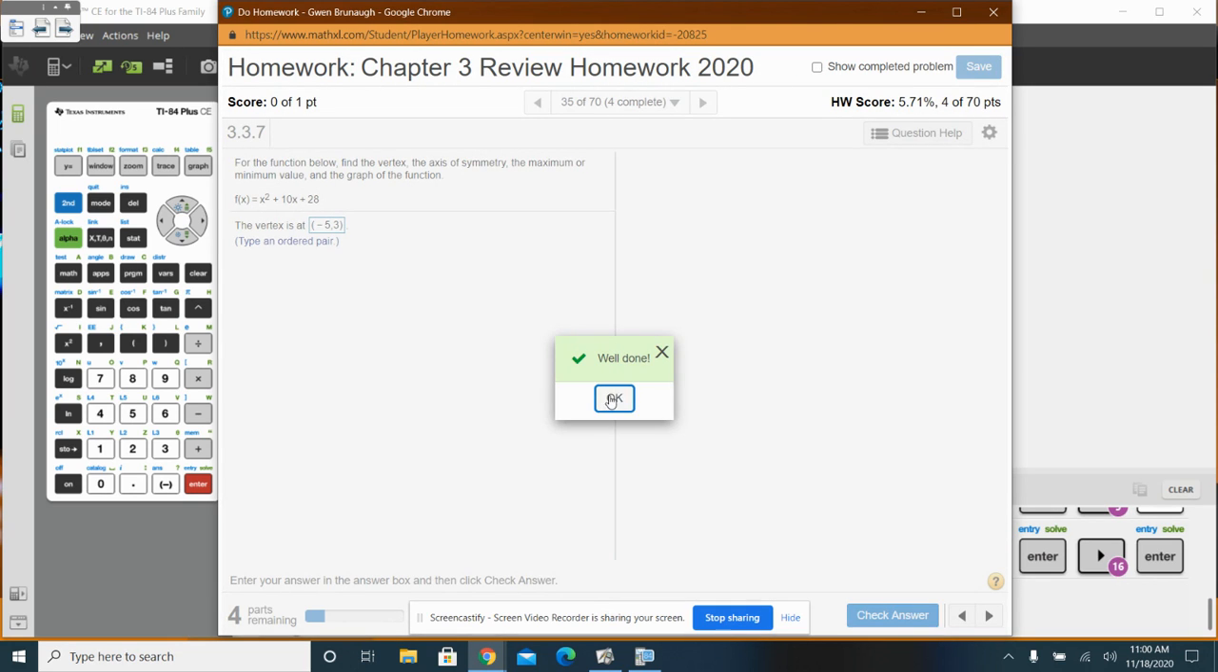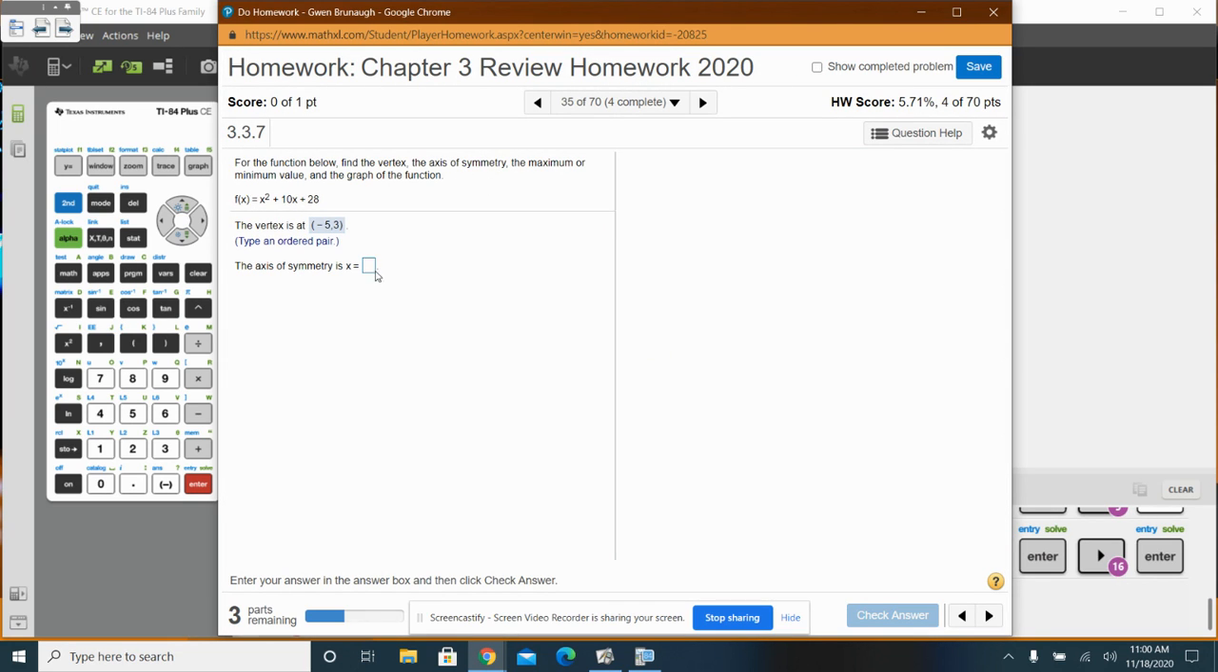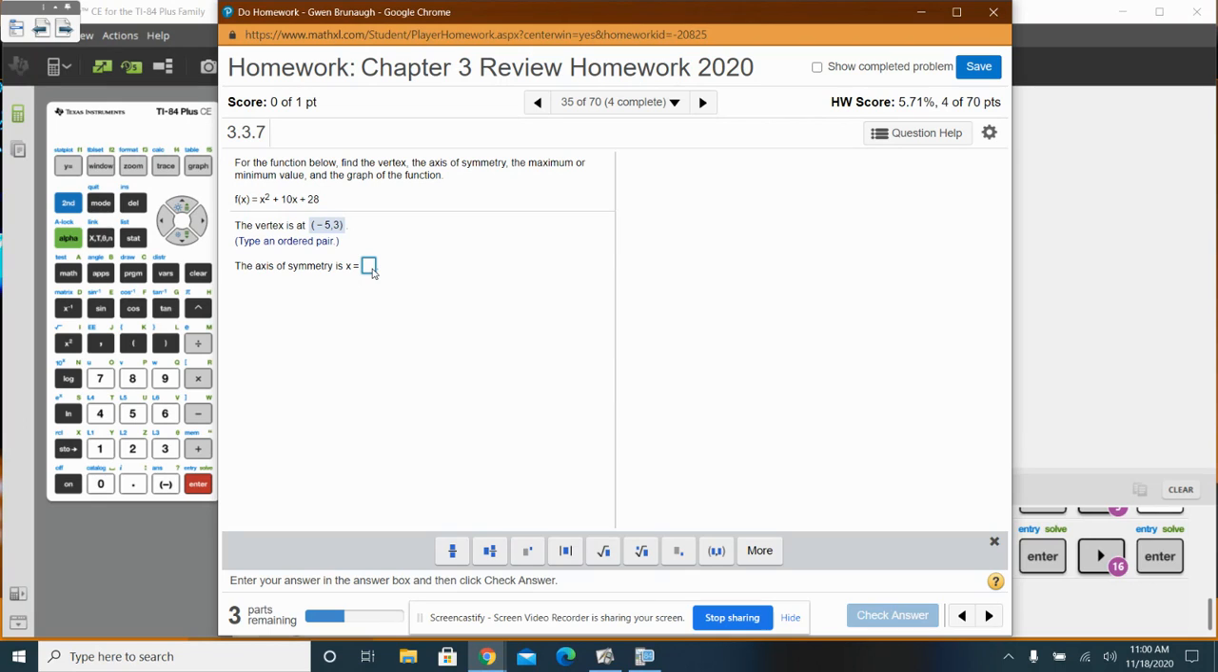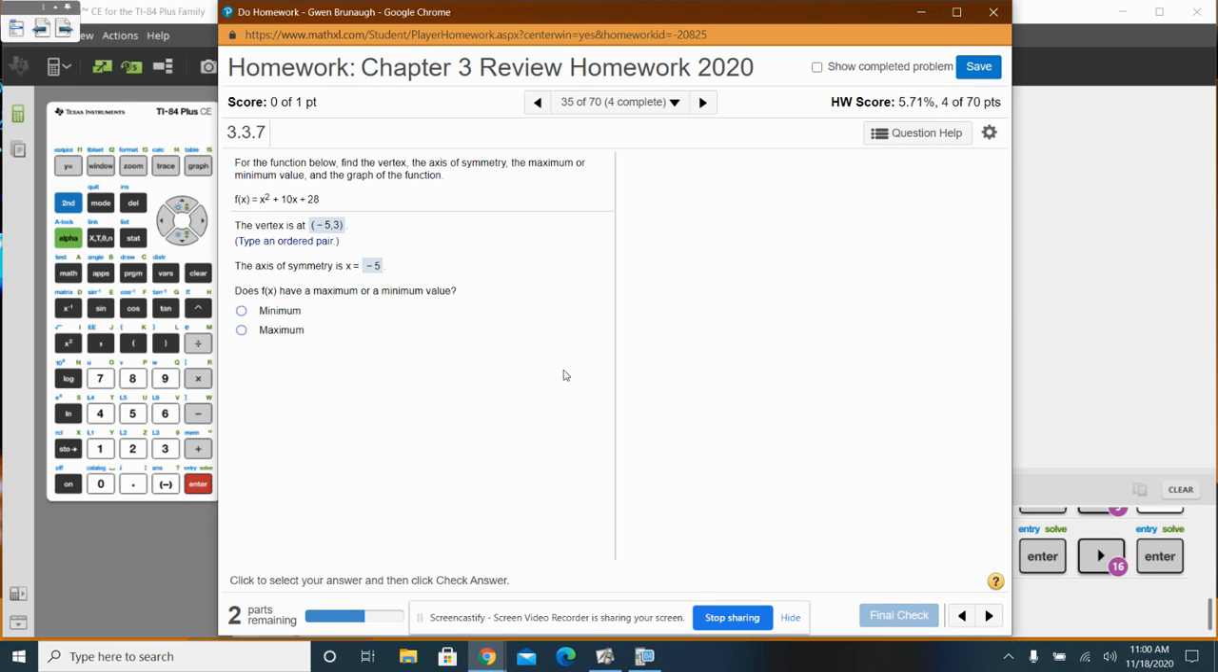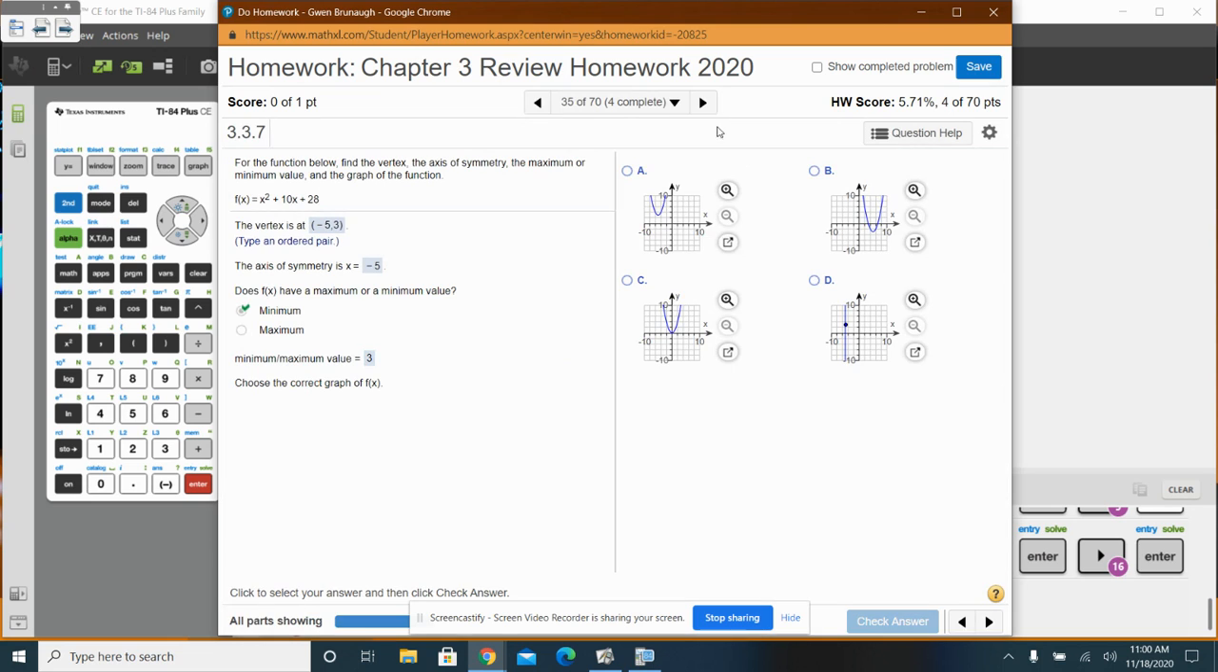Now we got to do all these extra parts. Axis of symmetry goes through the vertex and the x value, so that's -5. It's a minimum because it was smiling, so that's a minimum value. And what was that minimum value? It was the y value, which is 3. And then what graph was it? I feel like it was this one.